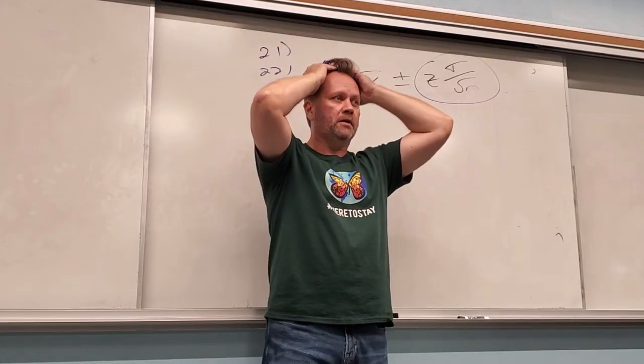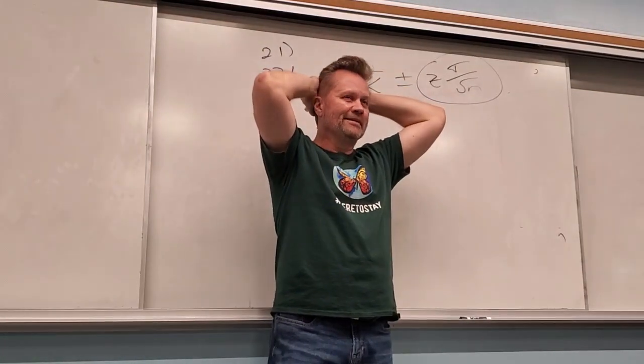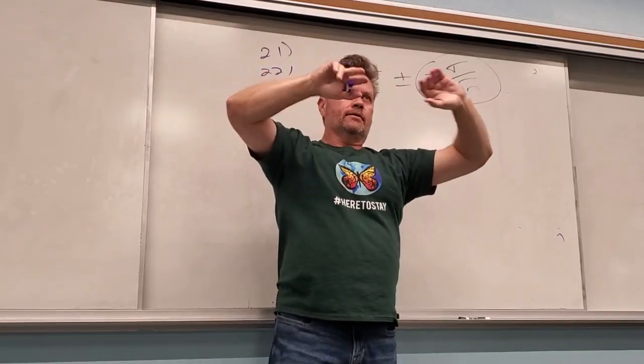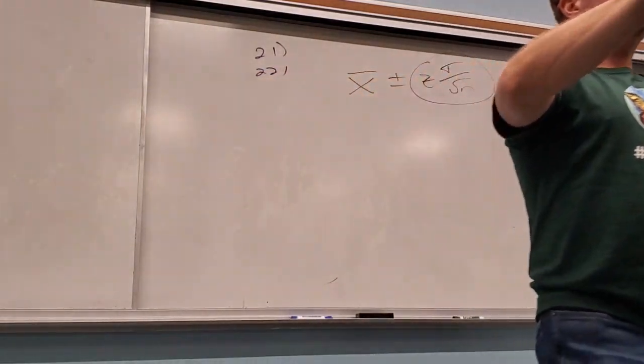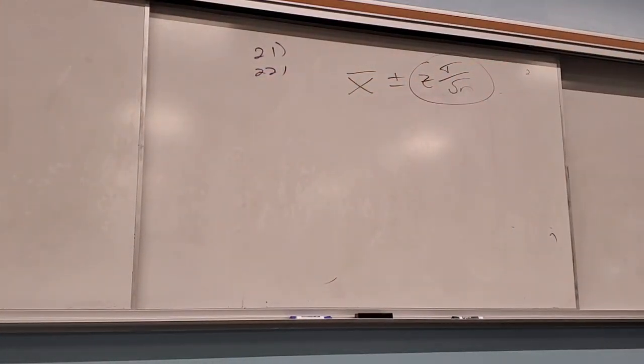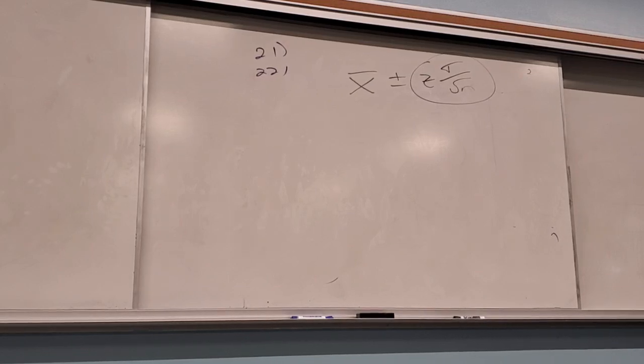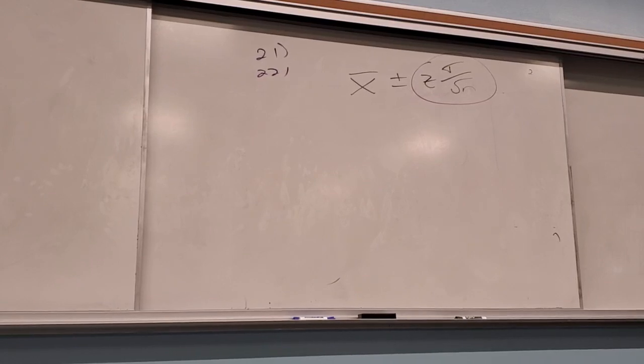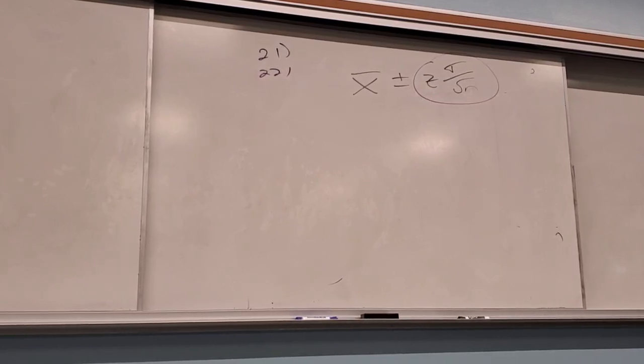Okay, let me stop for a minute. So for a given sample size, if I want to increase my confidence, I increase the size of the interval. Why does that make sense? Because then I'm catching more data. Is that cool?